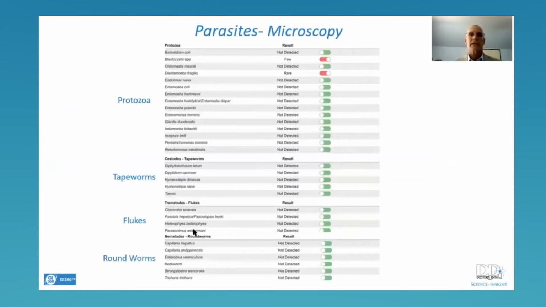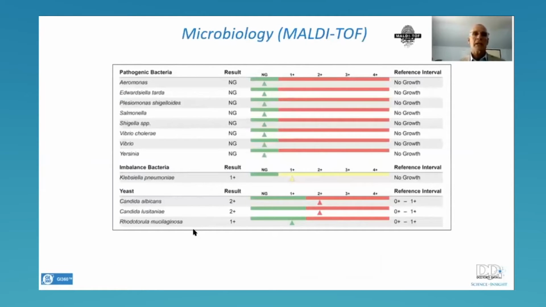For parasites, again, to complement the limited number of PCR probes, we use microscopy, looking at protozoa, tapeworms, flukes, and roundworms. For microbiology, we culture out and look at the pathogenic bacteria, the imbalanced bacteria, and of course, the yeast. And it's really important to appreciate that all of these fields here are expandable.